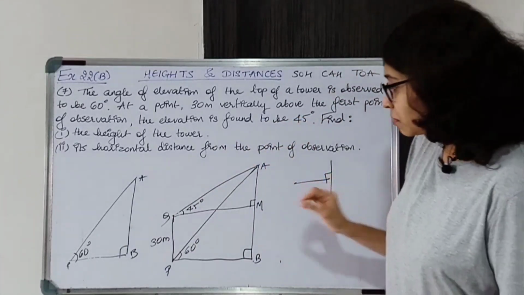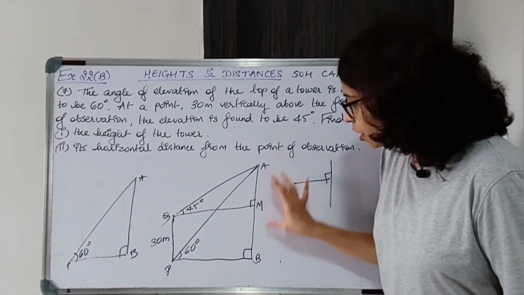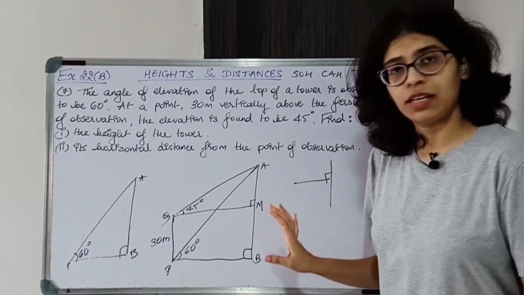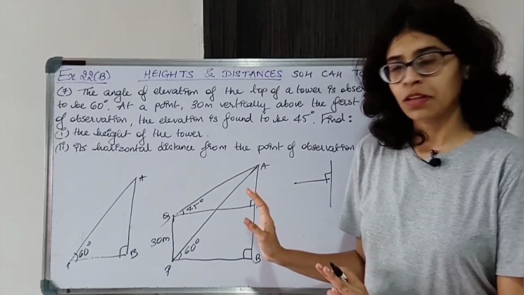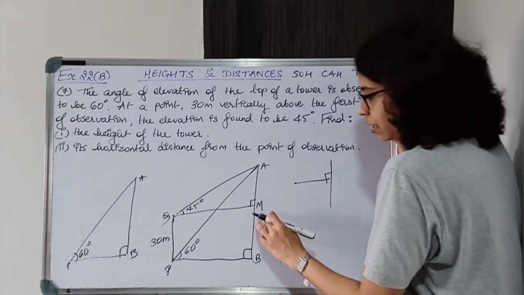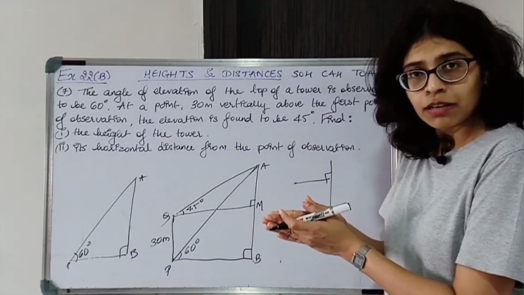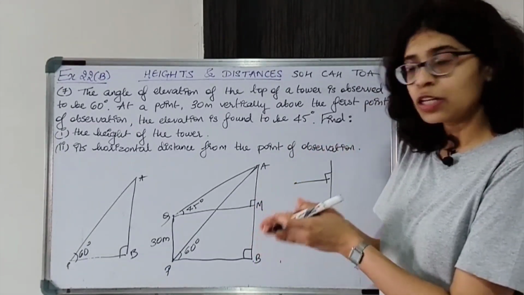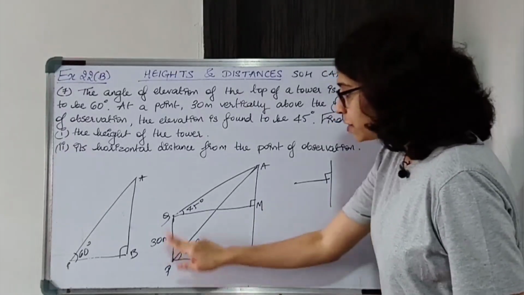Now, if you notice, AB is broken into two parts: AM and MB. If we find AM and MB and add them up, we'll get AB. MB is a part of this rectangle.